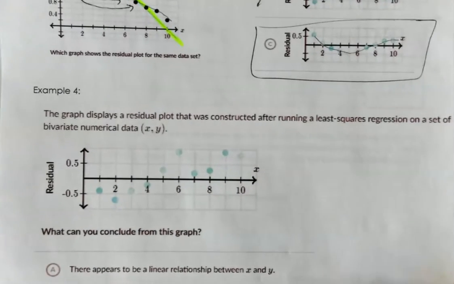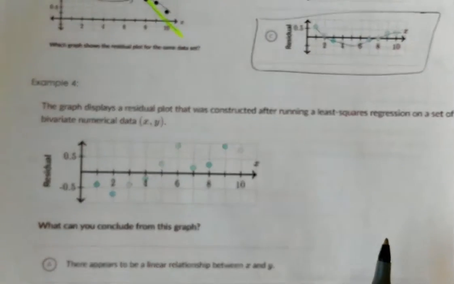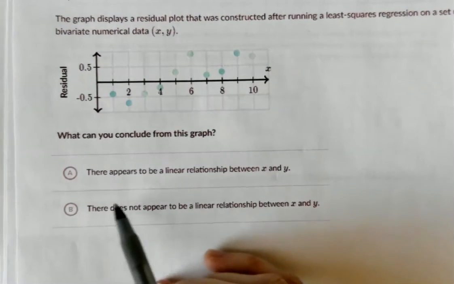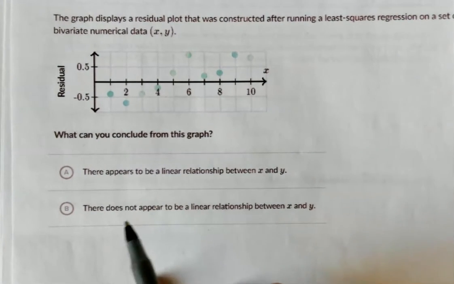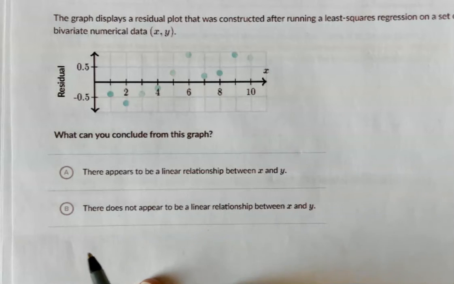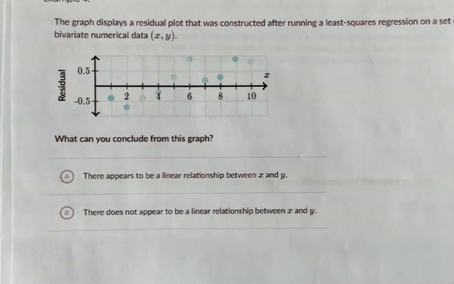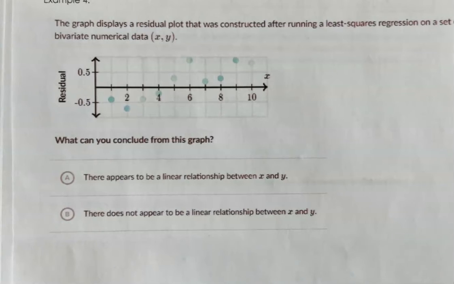Alright. Example 4. The graph displays a residual plot that was constructed after running a least squared regression on a set of bivariate, which just means 2 variables, numerical data, quantitative data, right? What can you conclude from the graph? Alright. So my two options are, there appears to be a linear relationship between x and y, or there does not appear to be a linear relationship between x and y. Alright, I want you to go ahead and tell me which one you think, A or B.